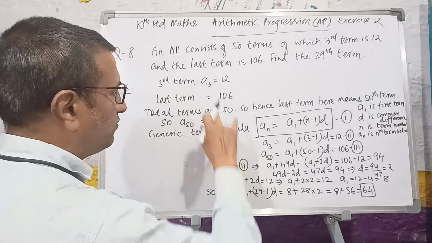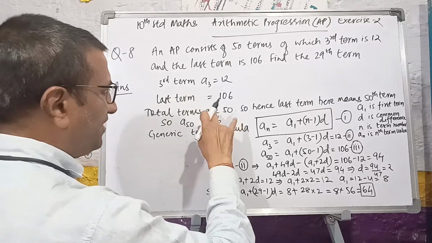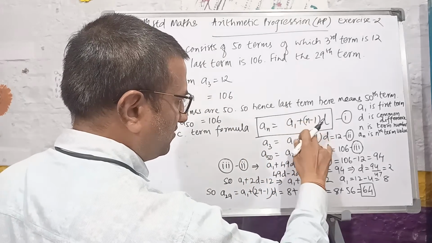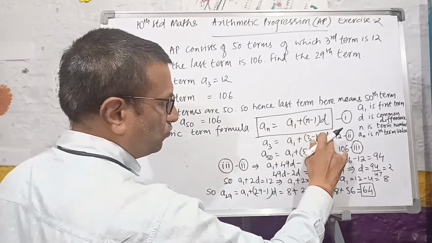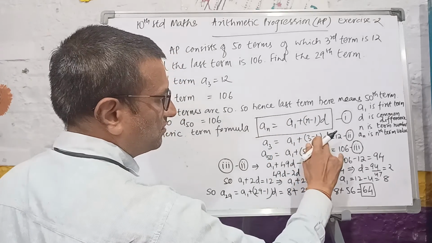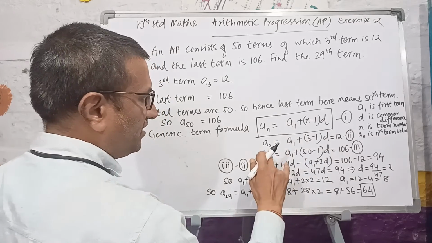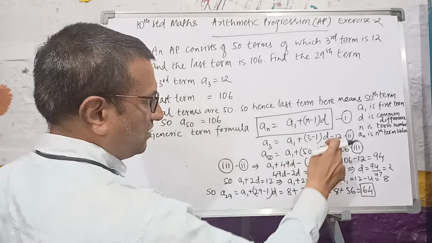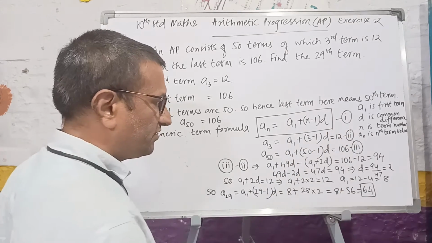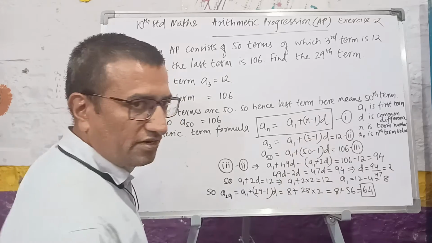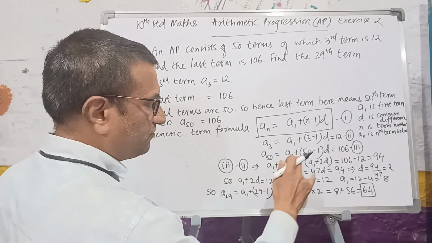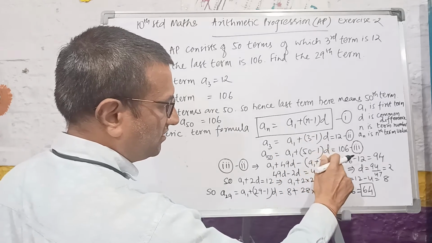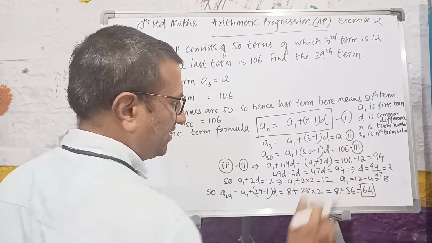So now replacing the value of A3 and A50 in this generic term formula, we get A3 is equal to A1 plus 3 minus 1, that is 2d, so A1 plus 2d is equal to 12. Similarly, A50 is equal to A1 plus 50 minus 1 into d is equal to 106. So taking these as second equation and third equation, subtracting the second equation from the third equation, we're going to get A1 plus 49d minus, in the bracket, A1 plus 2d, complete the bracket, is equal to 106 minus 12, which is equal to 94.